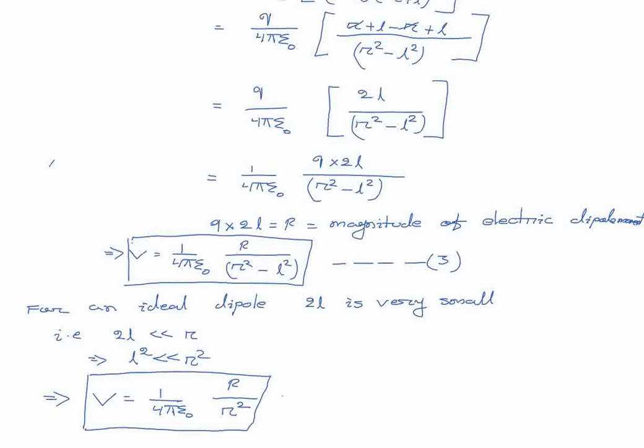In our next video, we will derive the expression of the electric potential at any point on the equatorial line of an electric dipole. We already know that at the equatorial line electric potential is 0. But again we derive that expression in our next video.